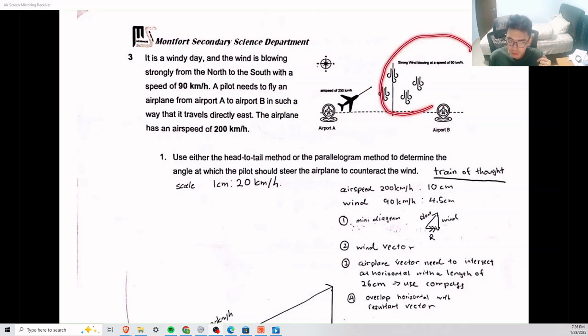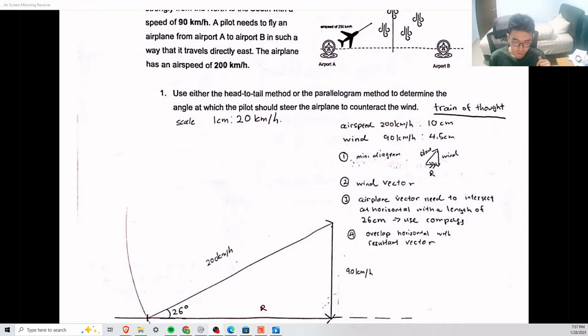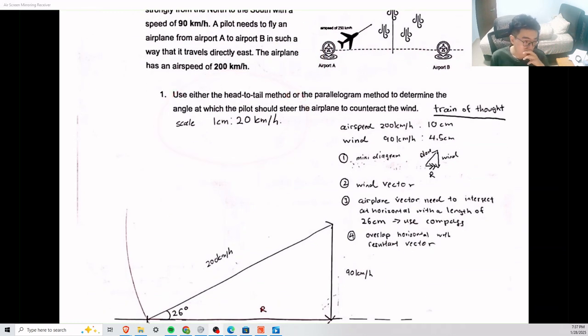So you realize this. For the wind vector, I know both direction and magnitude. For the airspeed, I know the magnitude, I do not know the direction. For the resultant vector, I know the direction, but I don't know the magnitude. Wow, then how to do? Firstly, the scale first. 1 cm to 20 km per hour.